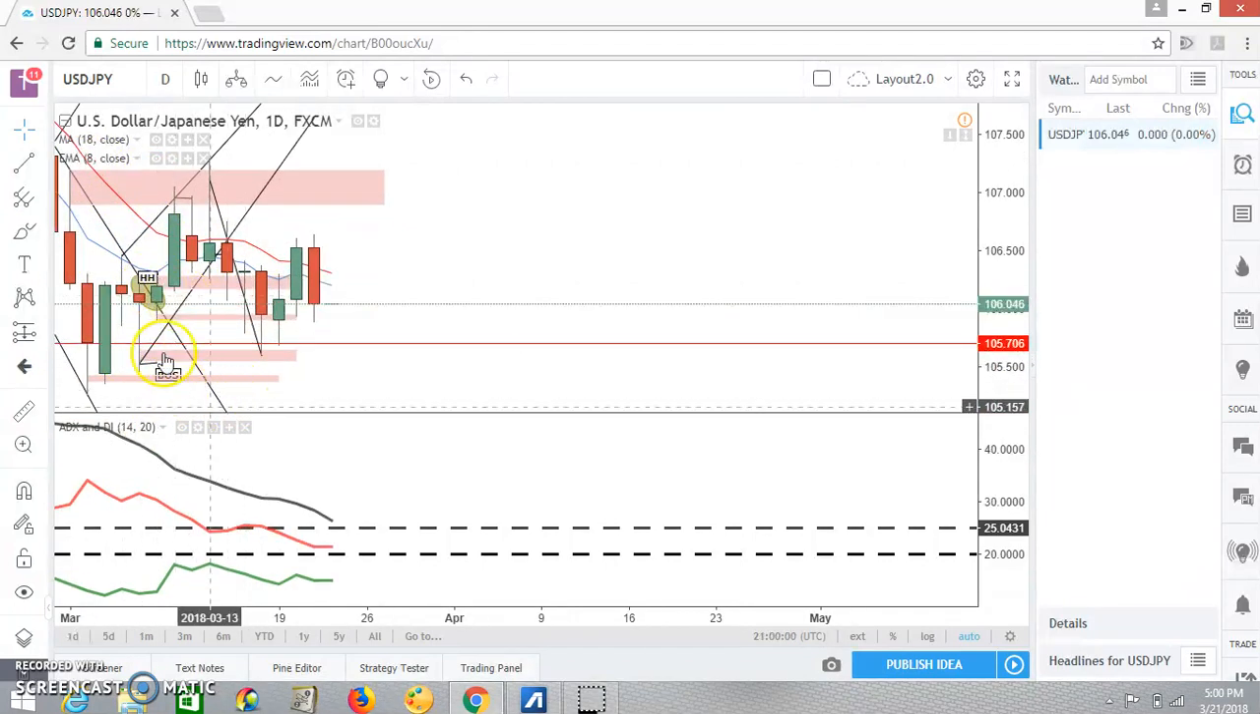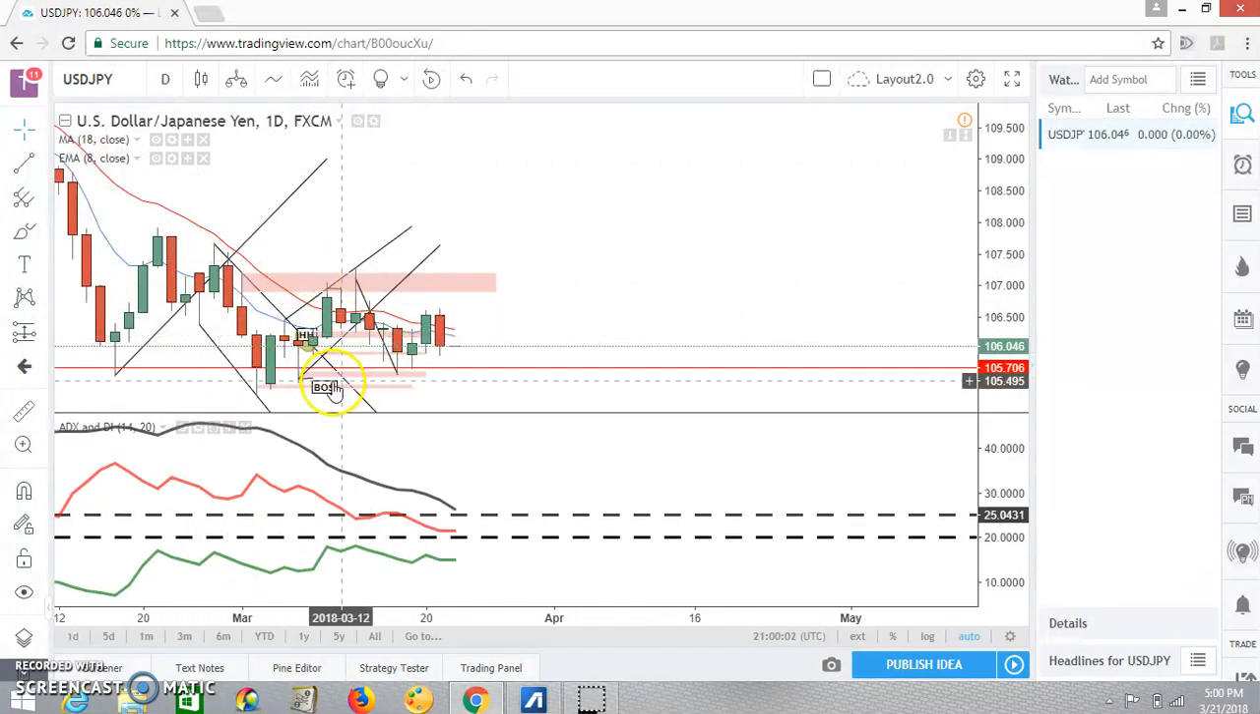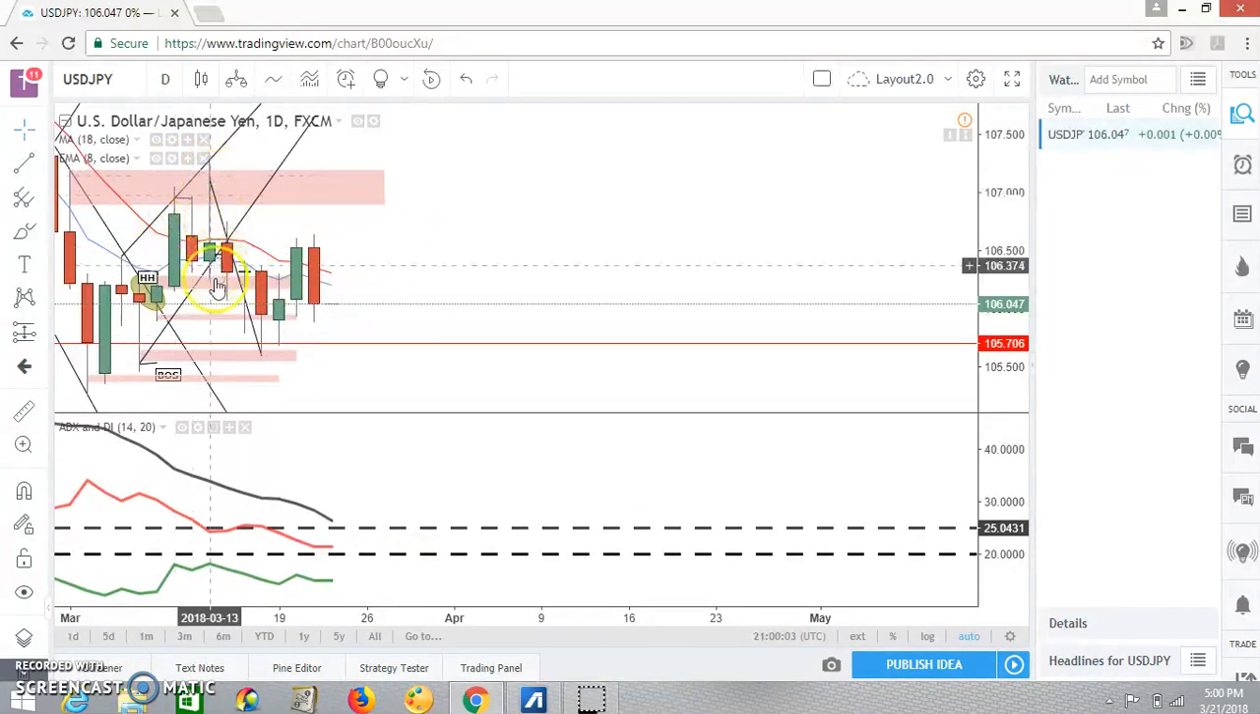My exhaustion and supply and demand zones. Don't worry about these right now. I'll probably go over them in the next video. But anyway, all of these are showing what's going on day by day by day. This is basically what's going on every single day.